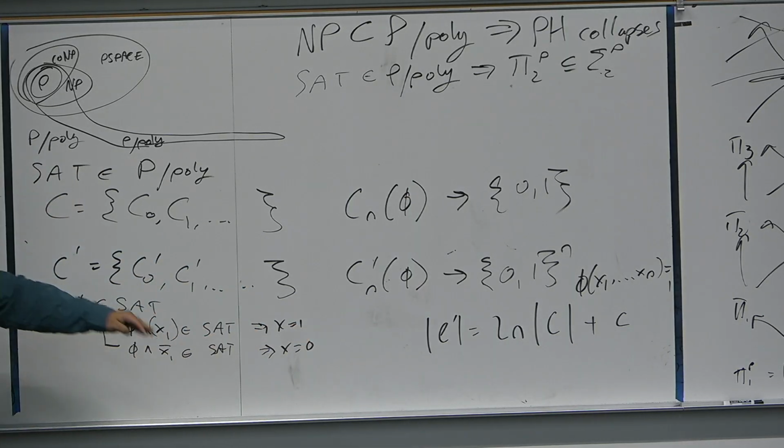First lemma: if SAT is in P/poly, there's a circuit family with n output wires instead of just one output wire, but the circuit family outputs the satisfying assignment itself. That's our first lemma. We need that for Karp-Lipton. Questions so far?